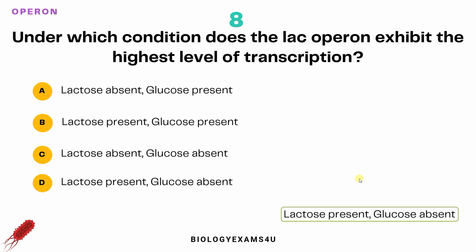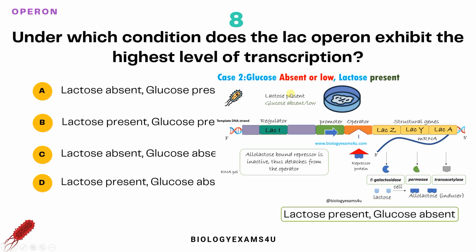The correct answer is lactose present and glucose absent. In the case of lac operon, this E. coli uses glucose as the primary nutrient source. When glucose is absent, lactose is used as an alternative nutrient source.